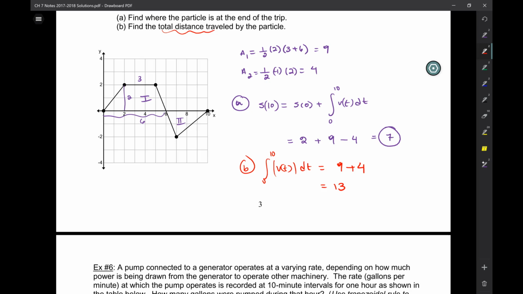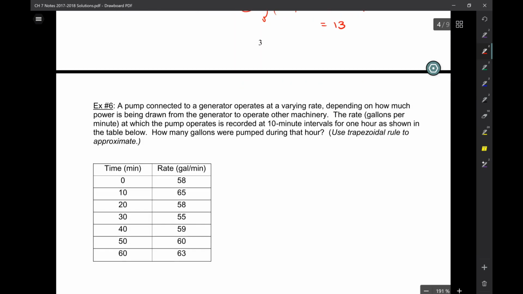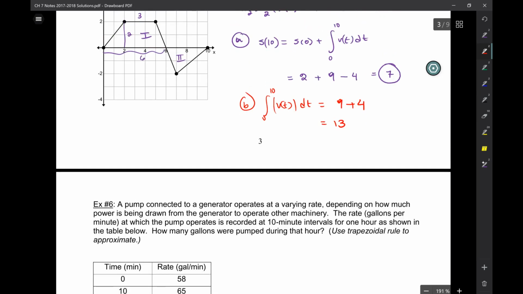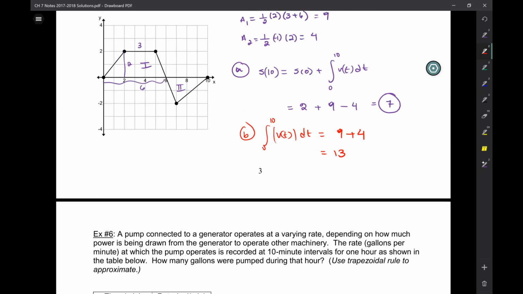And no need for origin? Right, because it just says find the total distance traveled from 0 to 10. That's it. All right. Right, but that only counts for the displacement, not the total distance traveled.